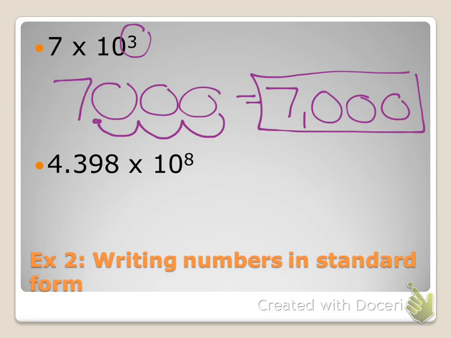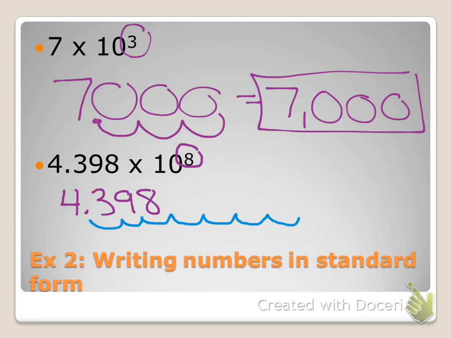4.398 times 10 to the 8th, again, I want to look at the exponent. The exponent tells me how many decimal places to expand the number by. So I have 4.398. Okay? 10 to the 8th tells me how many decimal places am I expanding by? Class? 8. 8. Very good. So I go 1, 2, 3, 4, 5, 6, 7, 8. And in each one of these troughs, I'm going to fill in a 0.